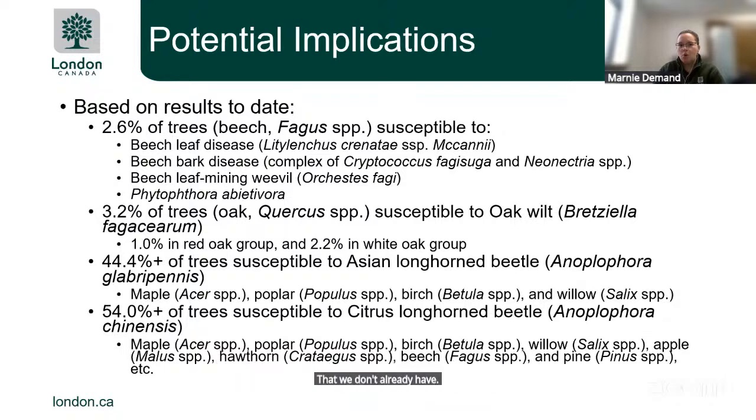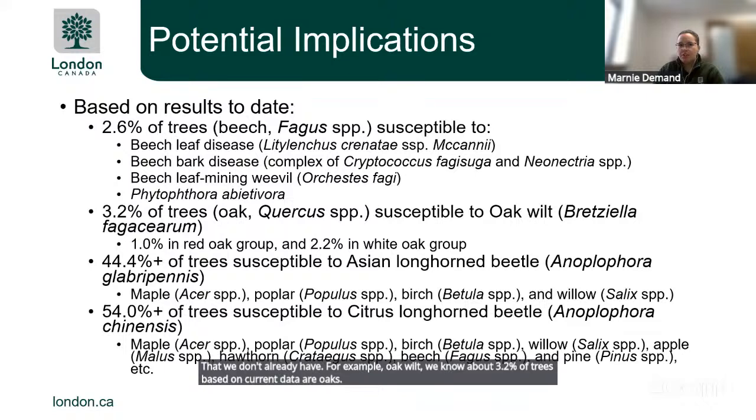For example, oak wilt, we know about 3.2% of trees based on current data are oaks from the permanent sample plots, and the breakdown of the red oak group to the white oak group. So that will be helpful if oak wilt arrives. Hopefully it won't, but unfortunately it's likely to come to London.